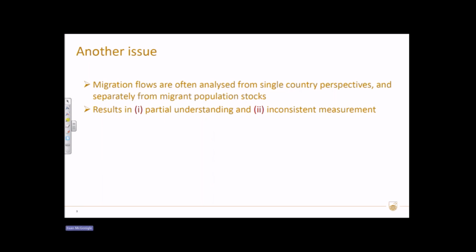So a lot of my work is trying to reconcile this, trying to account for this in my thinking and my modeling. Because if you don't bring together the migration flows and population stocks, it results in partial understandings and inconsistent measurements. I think a lot of the problems that we have today are tied to this, especially from a statistical perspective. Migration is different from other types of statistics because it really is a relationship between two places or two countries.